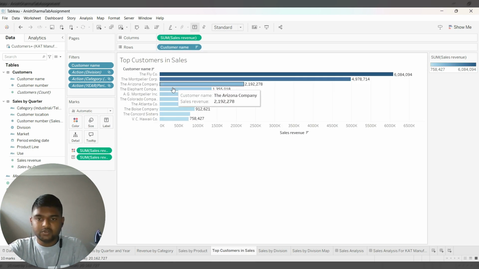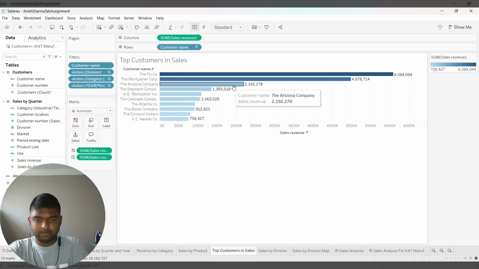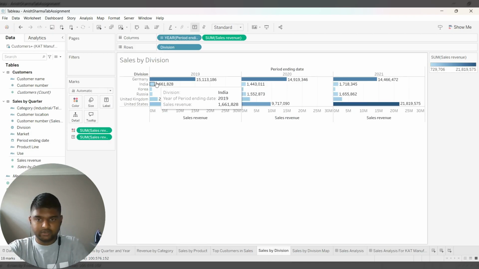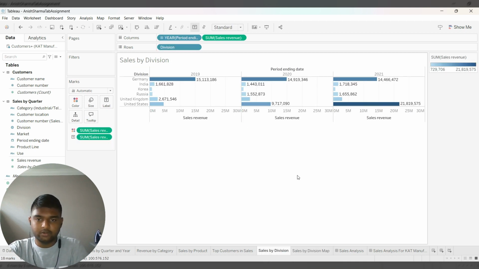Next, top customers in sale, a bar graph on the side that covers each individual customer, like companies, stuff we sell to. Next is sales by divisions, like our Germany division, India, Korean, etc., going by year, as you can see here in the millions. Next is the map, which is basically the same thing, but on a map. It shows general sales revenue instead of doing it by quarter. I mean, by year.